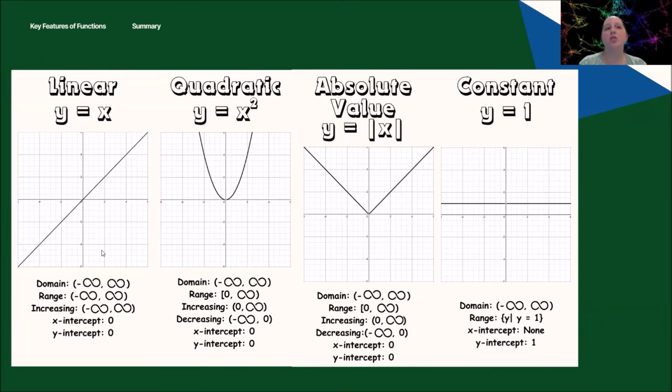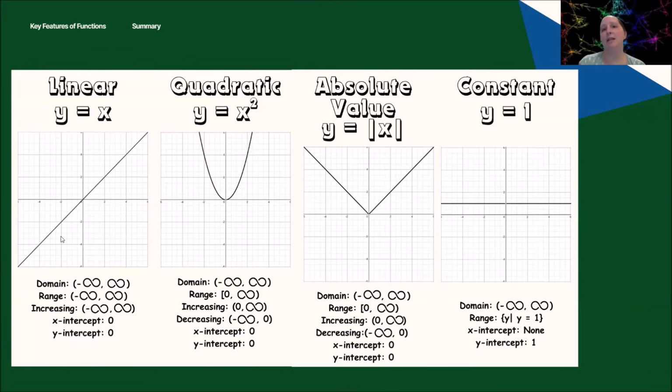For linear, usually your ranges are negative infinity to positive infinity, again, because it's that straight line. For quadratic and absolute value, you're going to think about where it's going to stop. And again, a constant is just one number. You can only have one choice. So it's not going to be negative infinity to positive infinity. It's going to be whatever that y value is for that constant number.